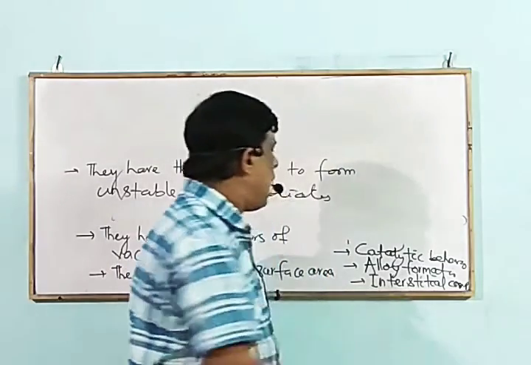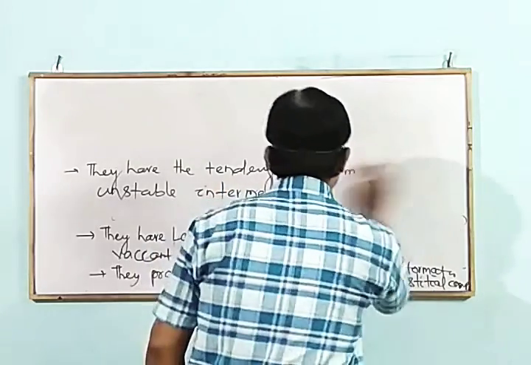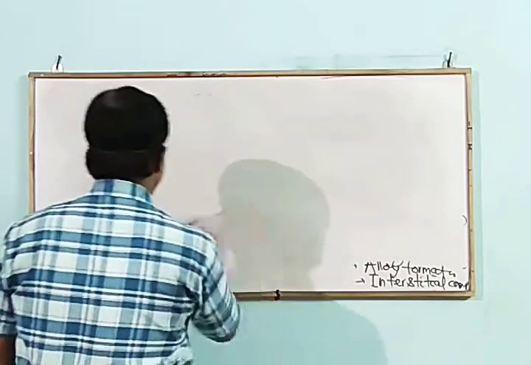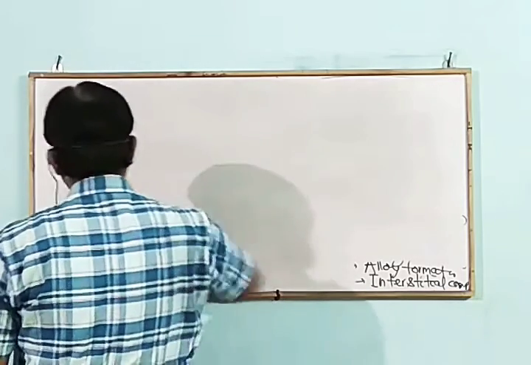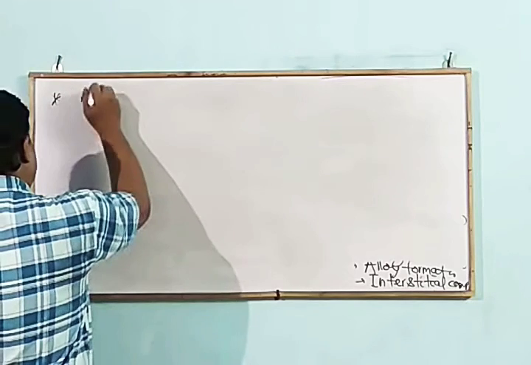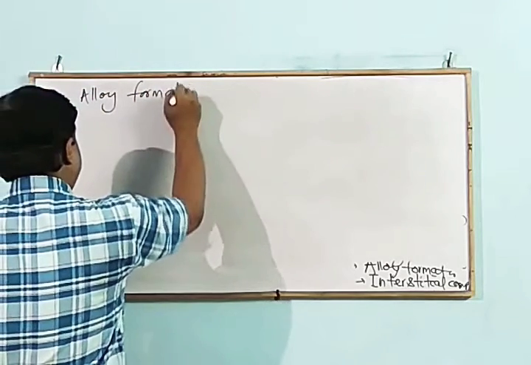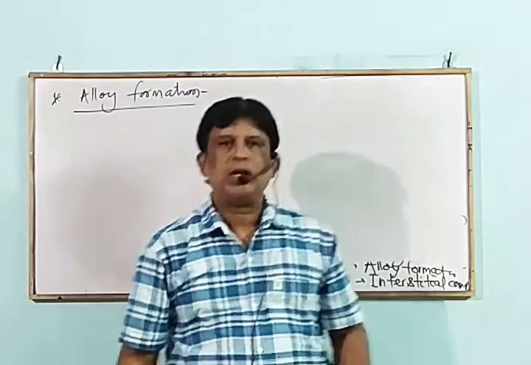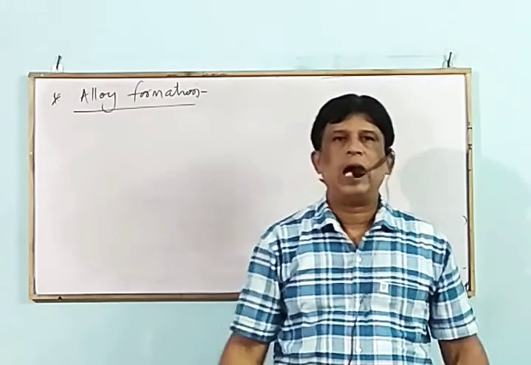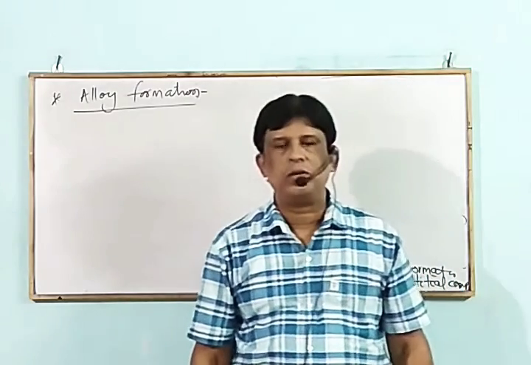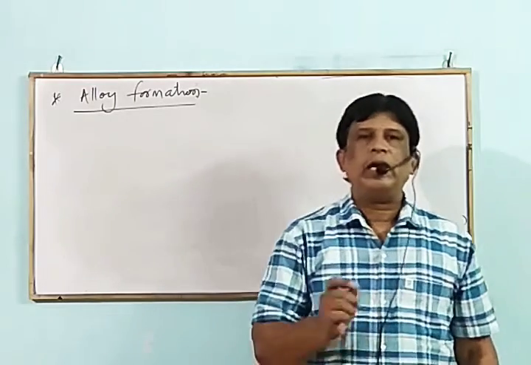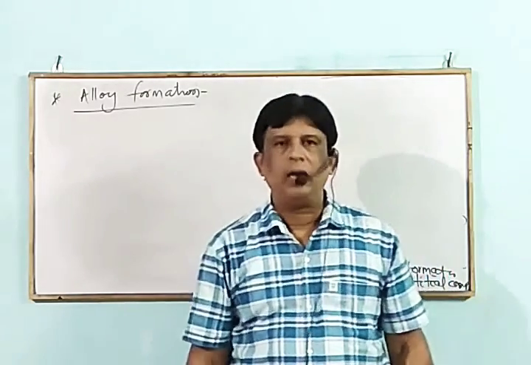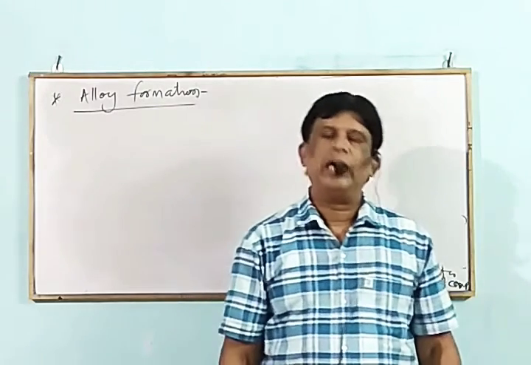Next we discuss the next property, alloy formation. You know that most of the transition elements form alloys. What is an alloy? An alloy is a homogeneous solid solution, prepared by melting two or more metal components and cooling the melt.